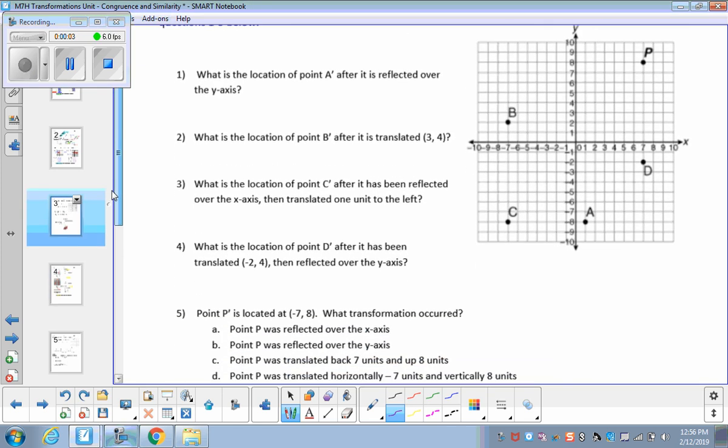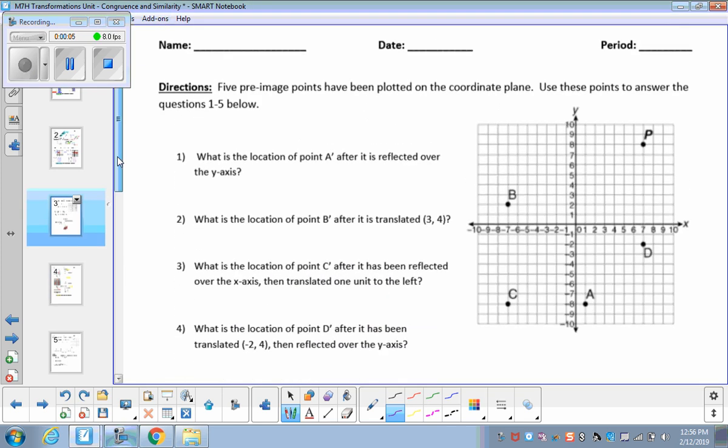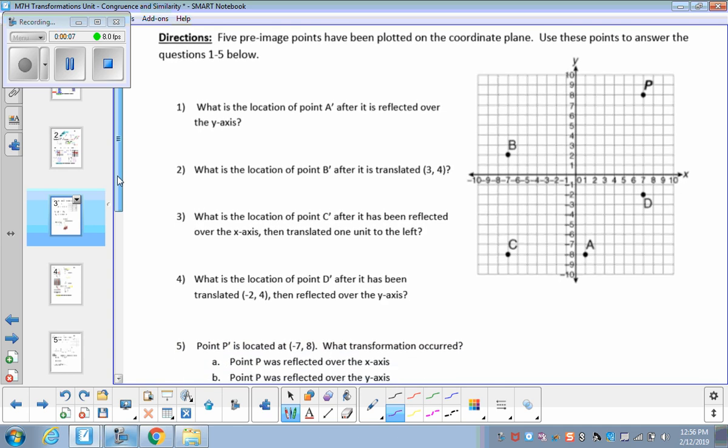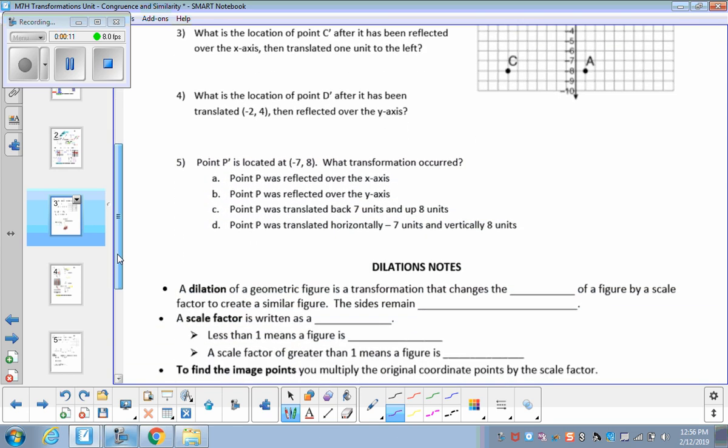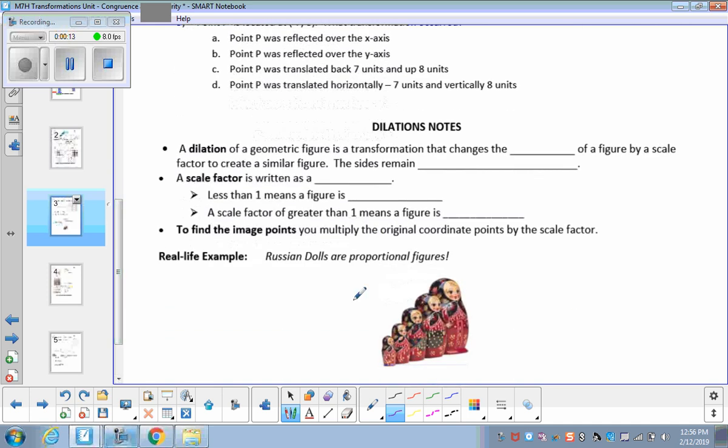All right, so you should have completed and submitted a Google form on page 3 for this top set of questions on reflections and translations. And now here we are towards the bottom of page 3 on dilations.